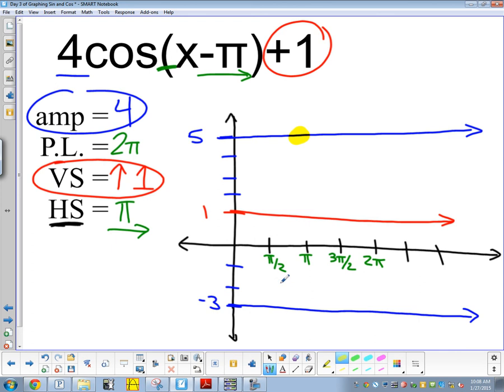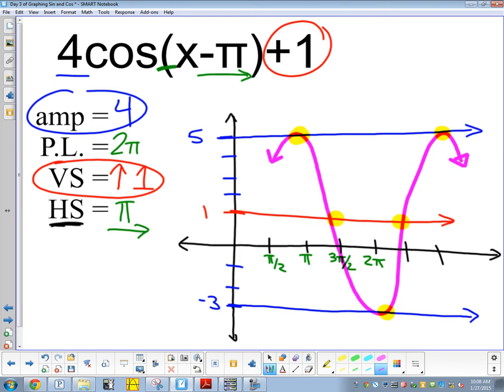So as I do this: top, middle, bottom, middle, top. Make my curve. There's my curve. Okay, a little bit tougher. Questions on that one? Okay, that's as hard as it gets.